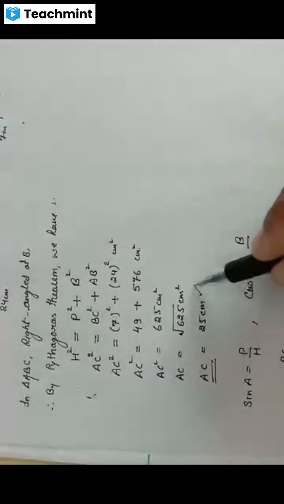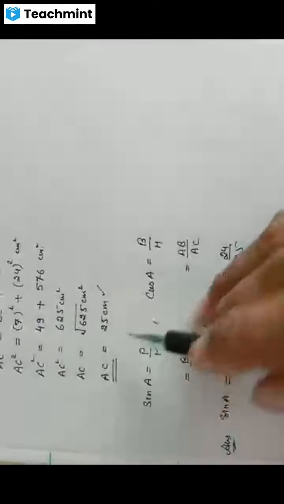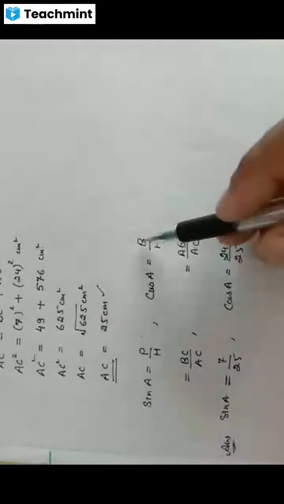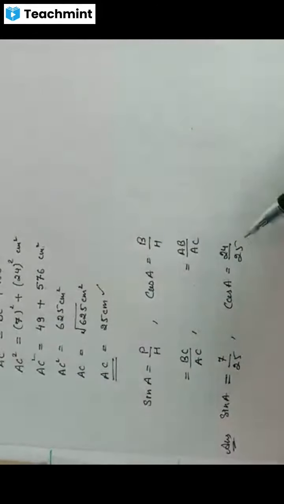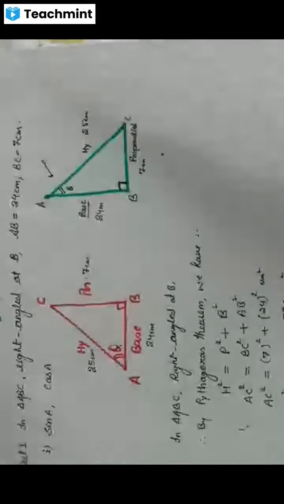In that condition, first of all, we will use the Pythagoras theorem. We got the third side. Once we got the third side, we will put the value of perpendicular and hypotenuse, base and hypotenuse. You got the answer. So the first part of the first question is clear to all.